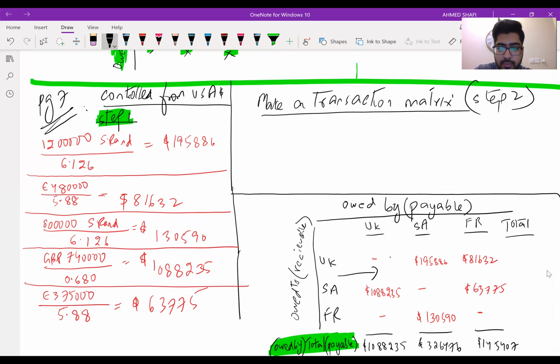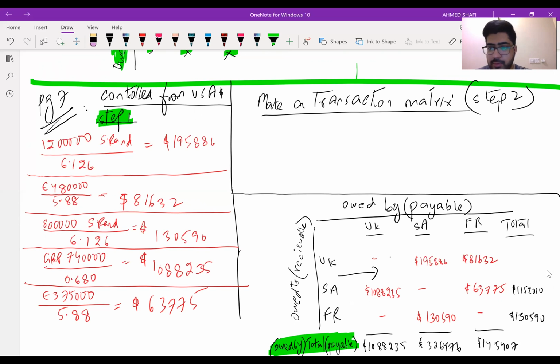Like this, UK all total, South Africa all total, France all total. So like this, the France all total is 130590. Okay. Like this, the total of South Africa is 1088235 plus 63775, which is 1152010.